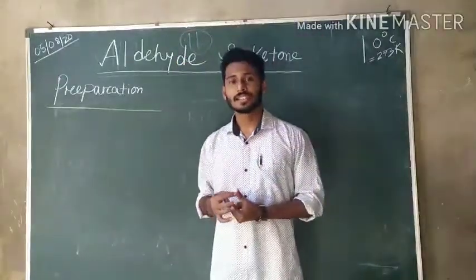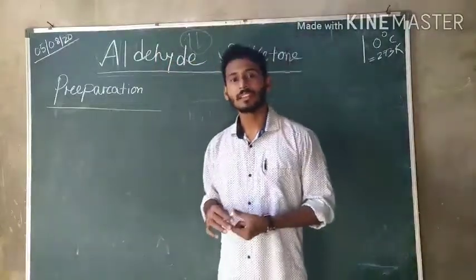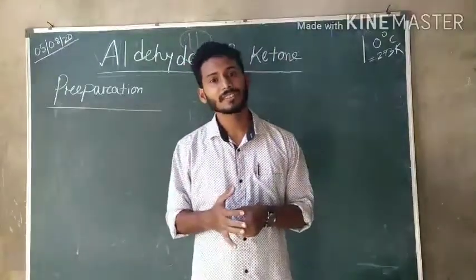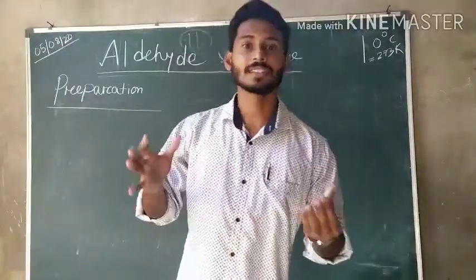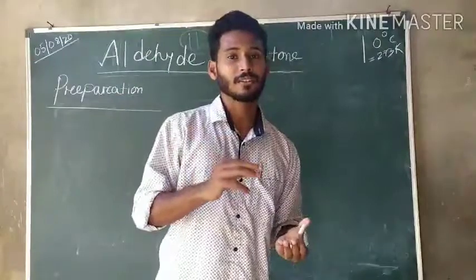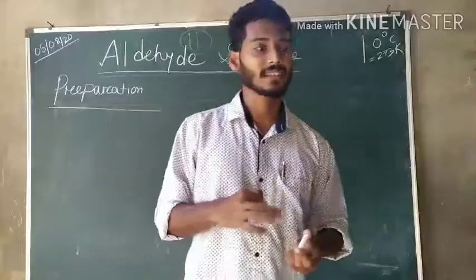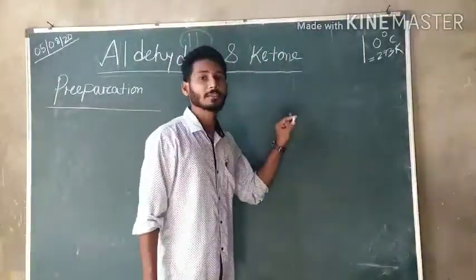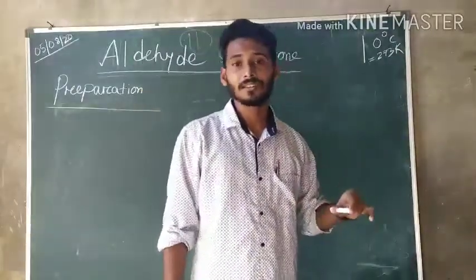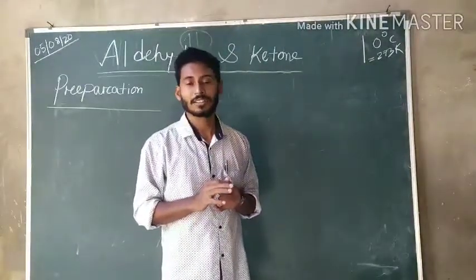Now, as we are studying the preparation methods for alcohols, aldehydes and ketones, we will continue the preparation methods for aldehydes and ketones. In the last class, I told you the preparation via dehydrogenation of alcohol, where I mentioned that from only primary and secondary alcohols we get aldehyde and ketone, and from tertiary alcohol we will not get any aldehyde or ketone because there is no hydrogen there.